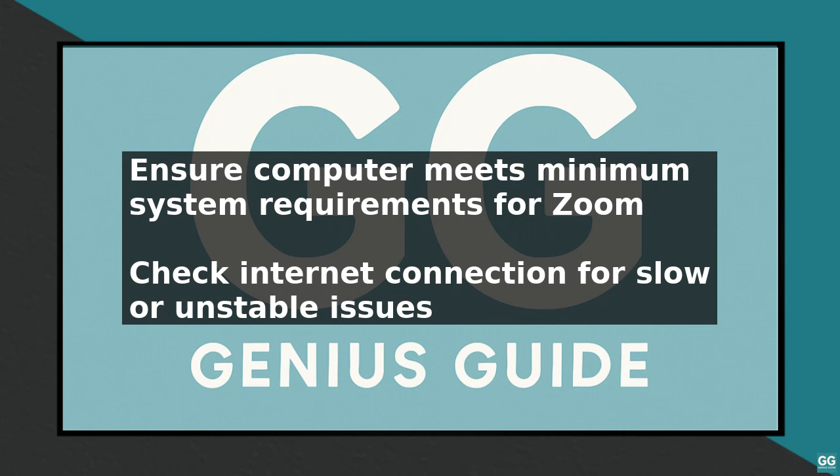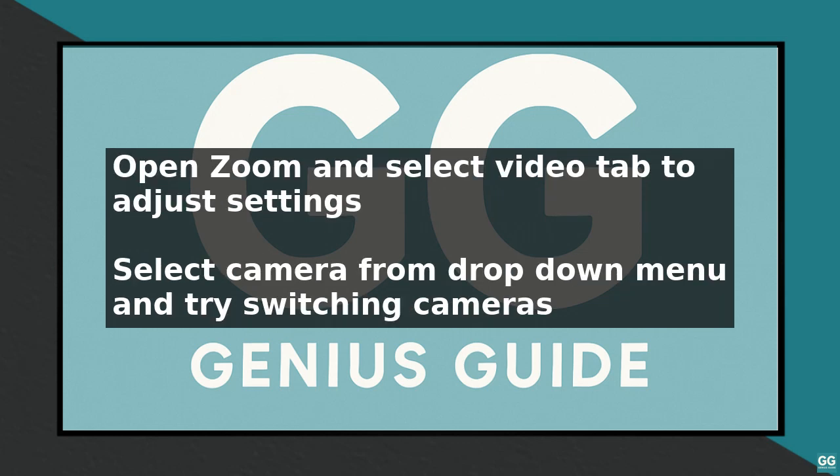Next, check your internet connection, as a slow or unstable connection can also cause camera flickering. Try to connect to a wired network or move closer to your Wi-Fi router to improve your connection.